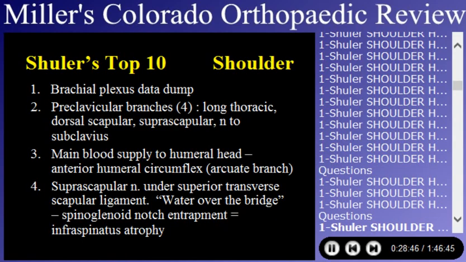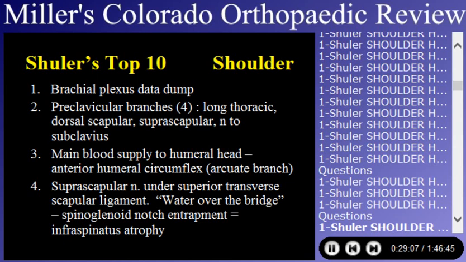Top 10, brachial plexus data dump. You got to know it. That's also why I included an extra handout on it. Do not forget reverse orientation. Know your preclavicular nerve branches. There's 4, as shown there. Blood supply to the humeral head, anterior humeral circumflex artery, in specific, the arcuate artery. Test question there with that anterior humeral plating. Why do you get osteonecrosis?